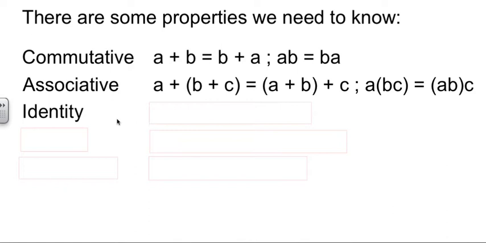The identity property, identity is keeping something the way it is. So the identity property is if I add 0 to a number, I get the same thing back. Whatever A is, if I add 0 to it, I get A. So 0 is the additive identity, it's the addition identity. 1 is the multiplication identity.